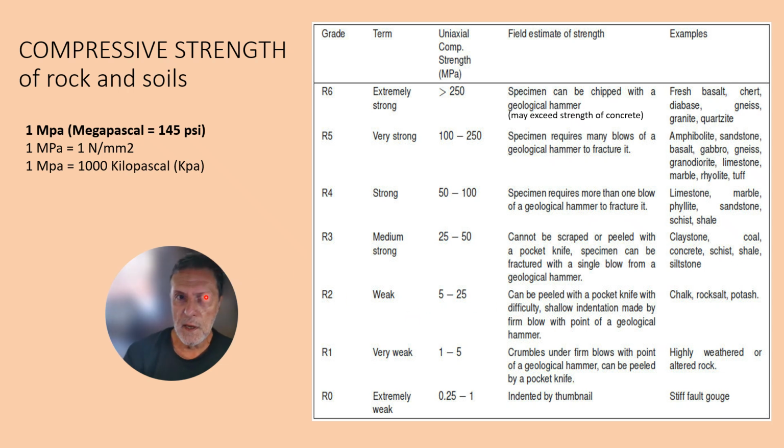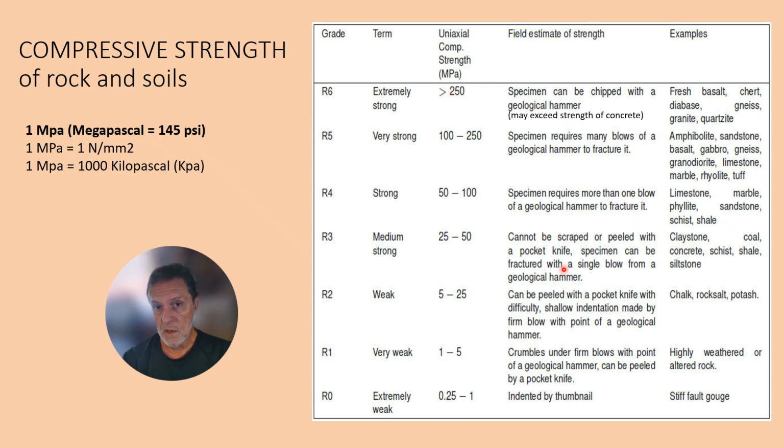So let's look a little bit at some typical compressive strengths of rock and soils. 1 MPa is a megapascal, which is 145 pounds per square inch. So you have a scale here ranging from 0 to 6, ranging from extremely weak to extremely strong. The compressive strength will range from 0.25 to greater than 250 megapascals.